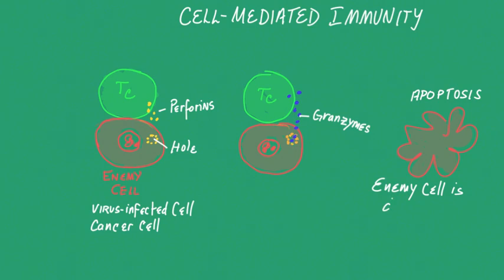This is very much like the natural killer cell. However, one difference is that the cytotoxic T cell must be activated by the helper T cell. It is highly specific and so it waits to be primed by the helper T cell.